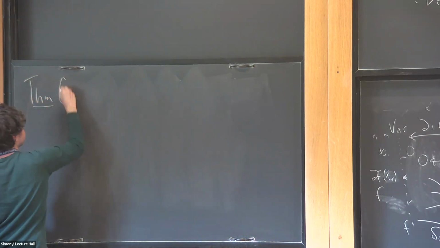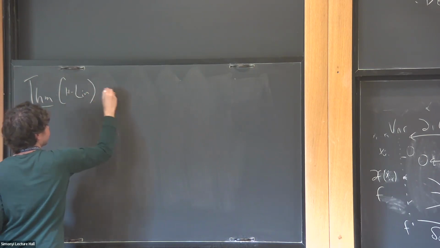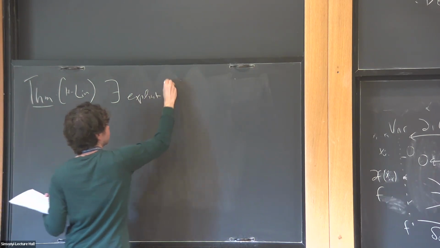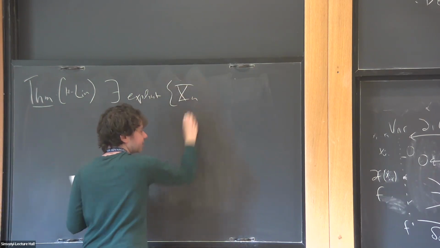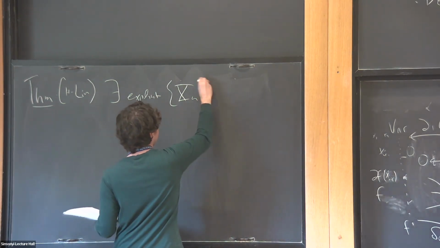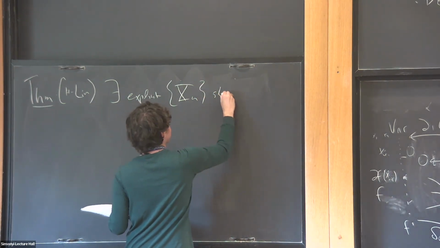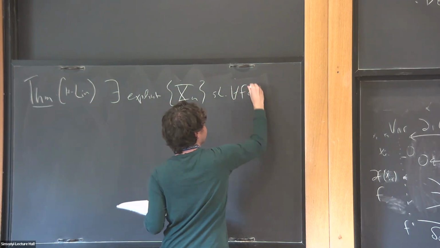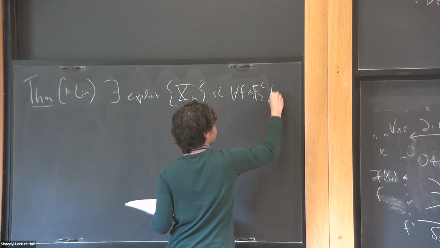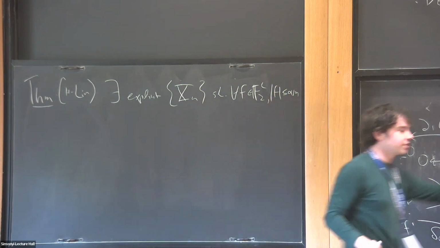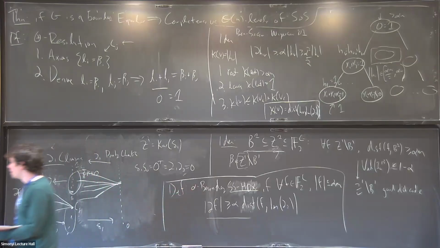Theorem. There exists an explicit family, I'll write these chain complexes as X_n, such that for all functions f in this middle space that have Hamming weight less than or equal to alpha m, so this smallness condition we had over here, the following two properties should hold.